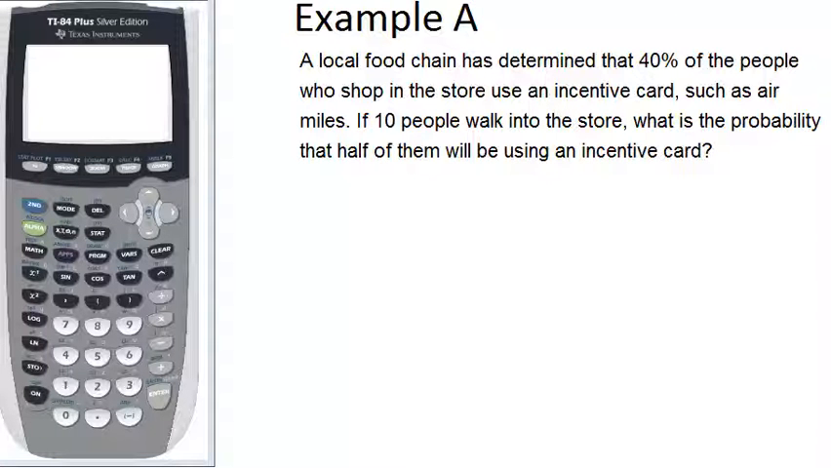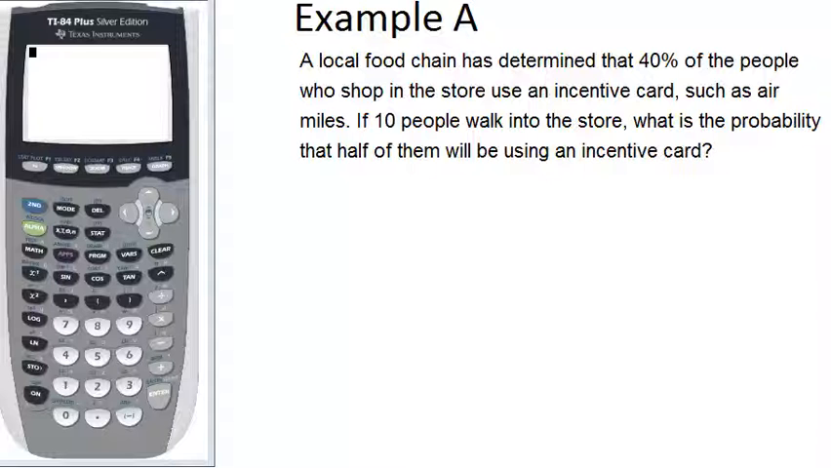In this video, we will look at a few examples to practice working with the binomial probability density function button on our calculator. Example A says a local food chain has determined that 40% of the people who shop in the store use an incentive card, such as air miles. If 10 people walk into the store, what is the probability that half of them will be using an incentive card?